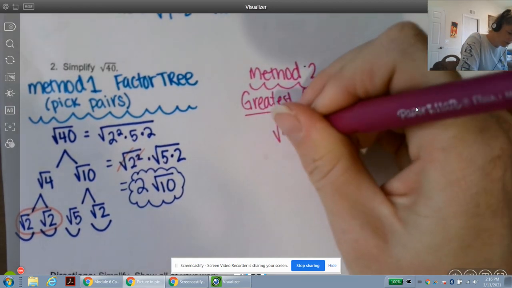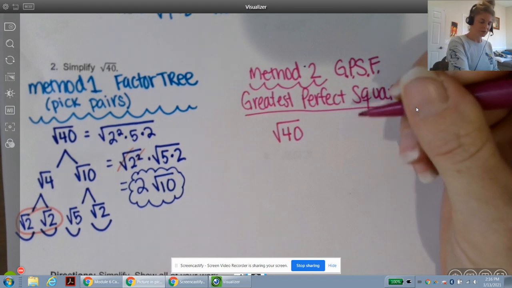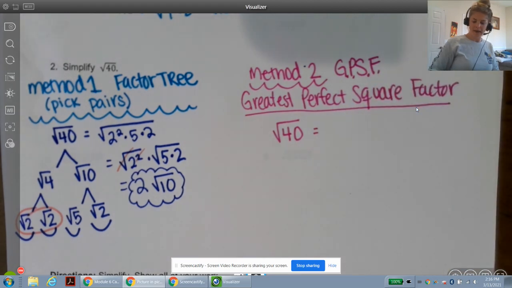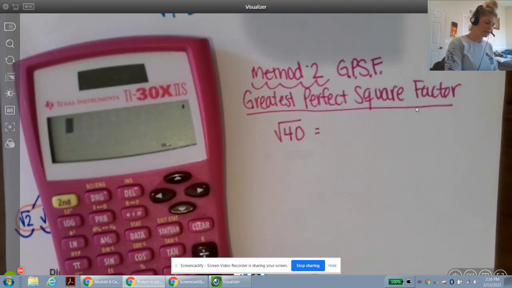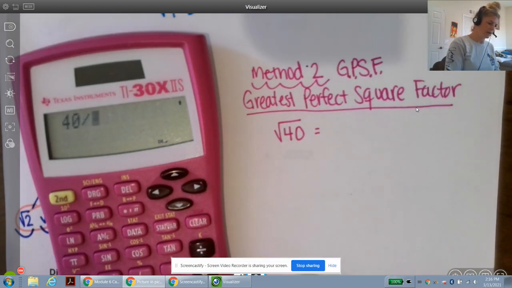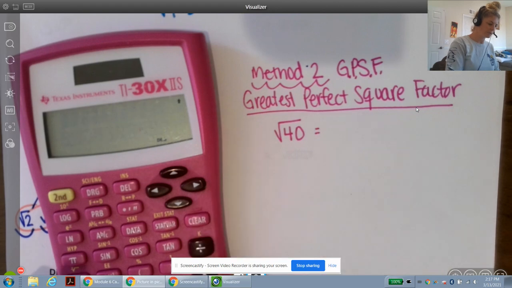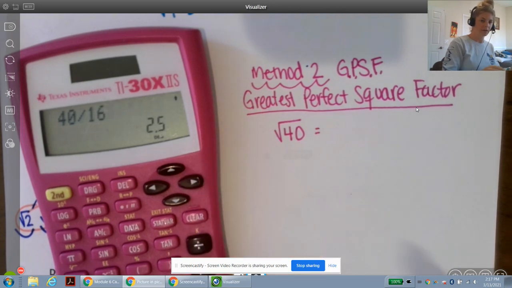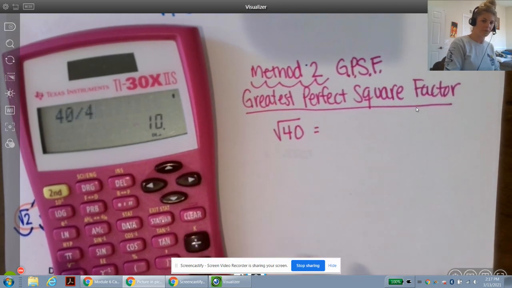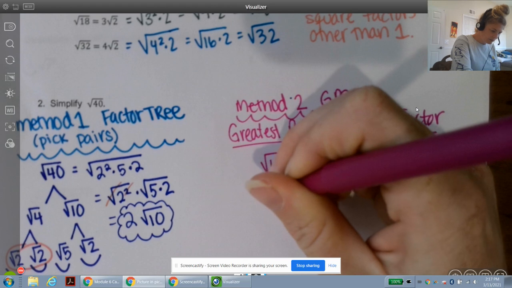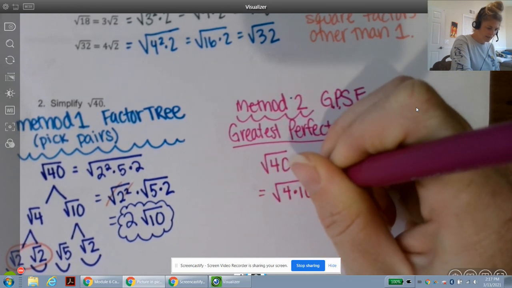So again, we're going to do square root of 40. And I know the greatest perfect square that goes into 40 is 4. And if you weren't sure, you can always start with your list and think, okay, 40 divided by, well, 25 doesn't work. Okay, 40 divided by 9, that doesn't work. 40 divided by 16, another perfect square, that doesn't work, but I know that 40 divided by 4 is 10. So the square root of 40 is equal to the square root of 4 times 10.